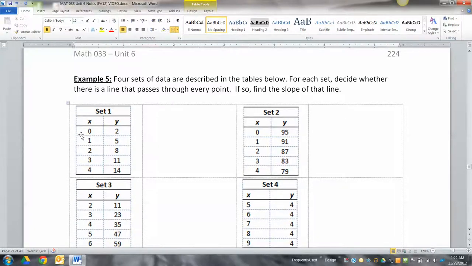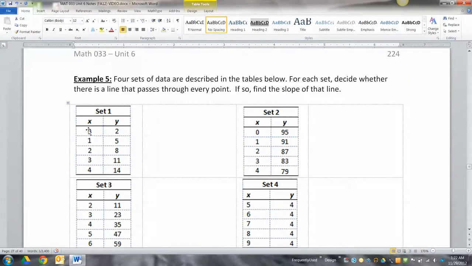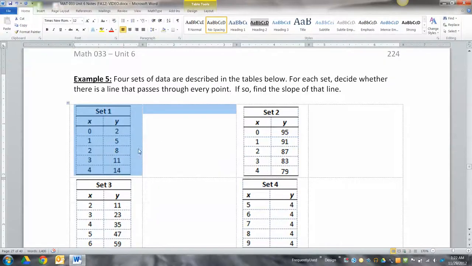Now, this doesn't really have that story problem context of sea ice or whatever, but we can use that idea of, hey, whenever the x goes up by one, what happens to the y, right? That's what this rate of change is finding. It's saying, hey, when your x changes by one, because it's a unit ratio, what occurs? So let's look here. At set number one right here, just ignore the rest of them for a second, and just look at this top left one.